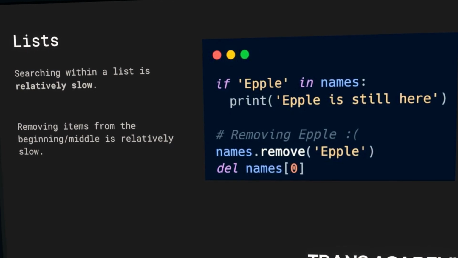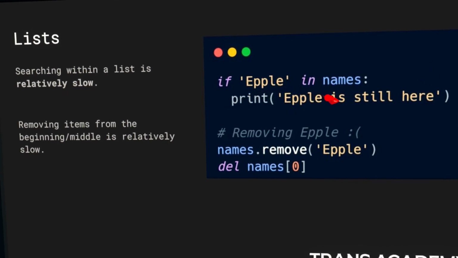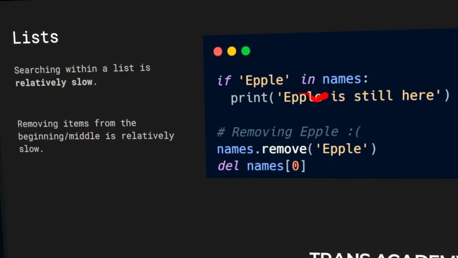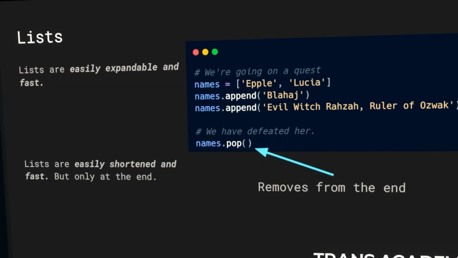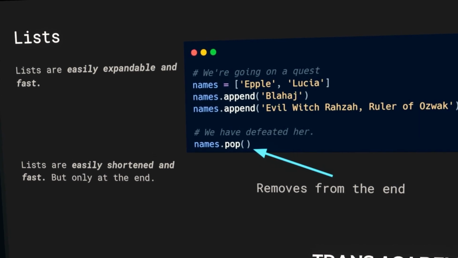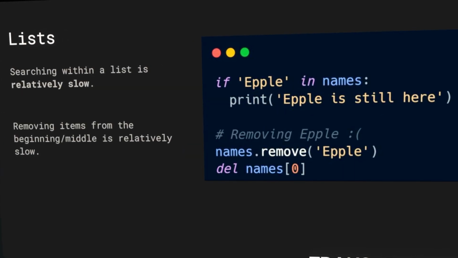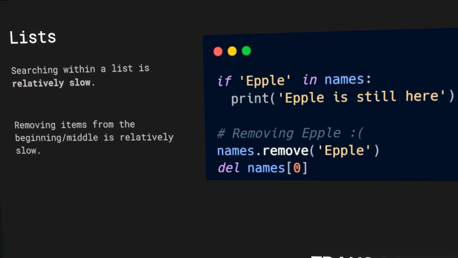You can search in a list, it's going to be relatively slow. So for example, the in operator here, right? I'm looking to see if EPL exists in names. I know from the previous slide that EPL is very much in the list. In fact, it's the first thing in the list, right? So in this case, it's going to print EPL is still here.